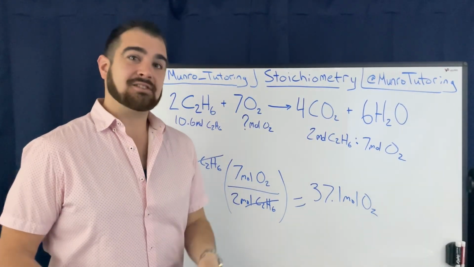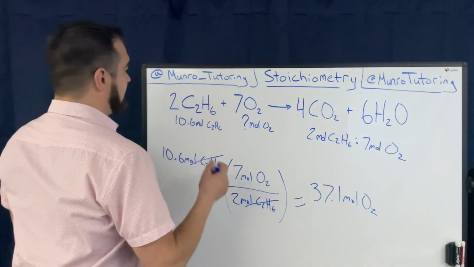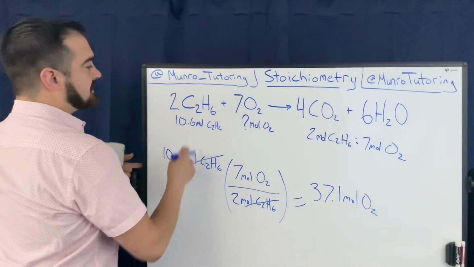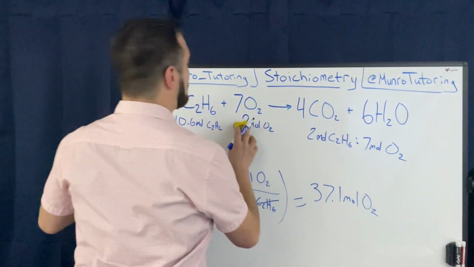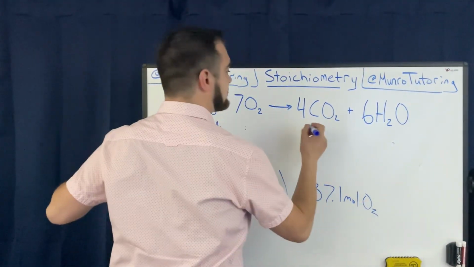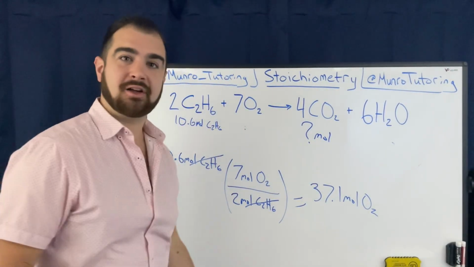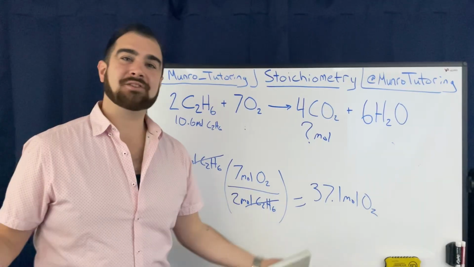All right, guys? So let me ask you a question now. If I gave you, let's actually just do that right there. If I give you 10.6 moles of C2H6 and I want to know how many moles of CO2 are produced, go ahead and answer that down below, and let's see who gets the answer correct.